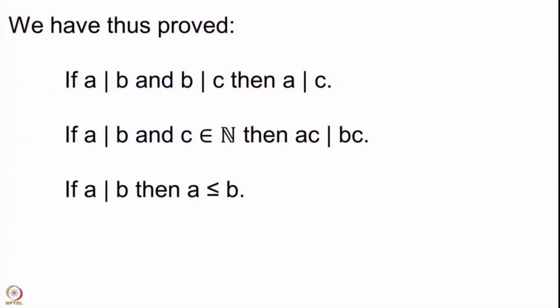So, let us just repeat what we have proved until now. We have proved that when A divides B and B divides C, then A divides C. This says that the divisibility relation is transitive. Further, if you have A dividing B and you multiply both sides by a natural number C, then we will have that AC divides BC. And finally, the most important property is when A divides B, then A has to be less than or equal to B. Alright, these three are very important.